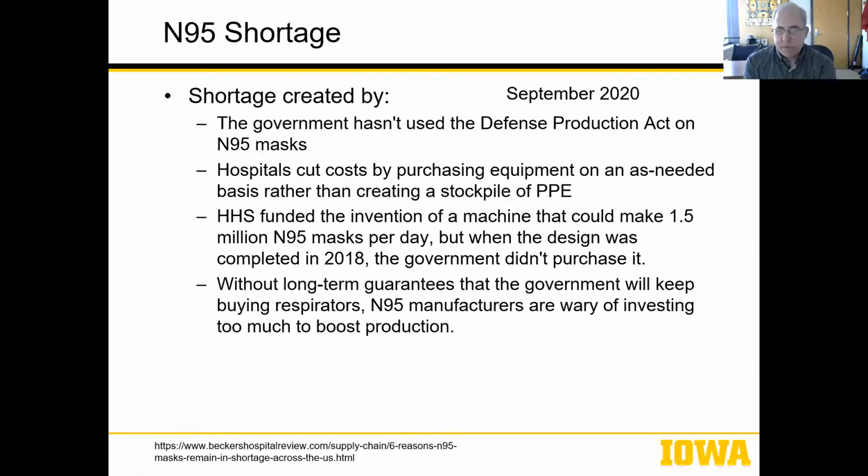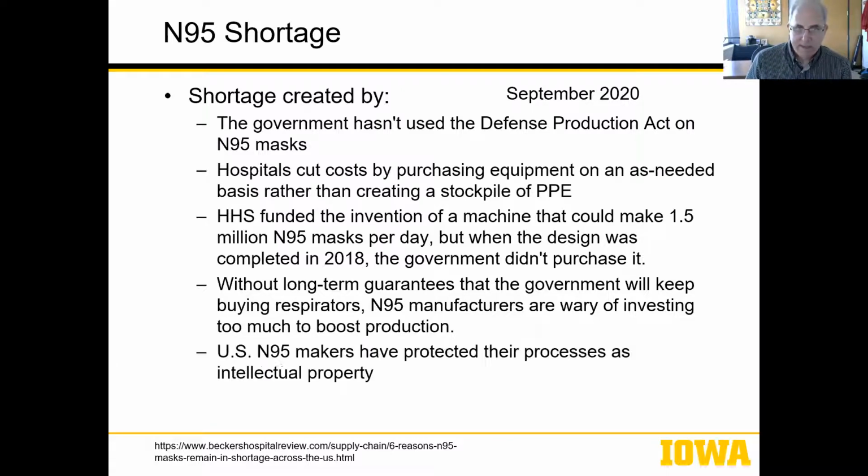But this makes sense too. Without long-term guarantees that the government will keep buying respirators, the manufacturers were wary of investing too much to boost production. So they would have huge machinery sitting around doing nothing if there wasn't a continuous use of them to keep pumping them out. So they didn't have the production capability when we needed it.